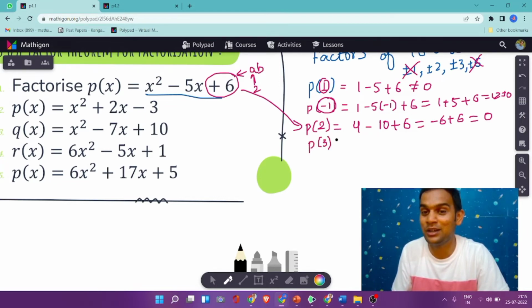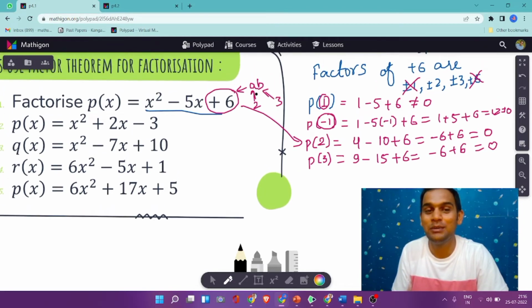Let's quickly try to calculate. P of 3 will be x square, which is 9, minus 5 times 3, which is 15, plus 6. So 9 minus 15 is minus 6, plus 6 equal to 0. I hope now I'm making a lot of sense for you guys. So now what will be the factors of this? This will be equal to x minus 2 multiplied by x minus 3.